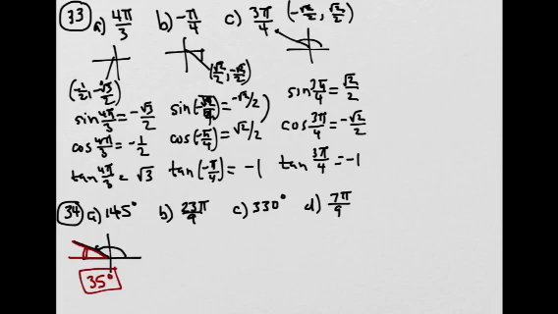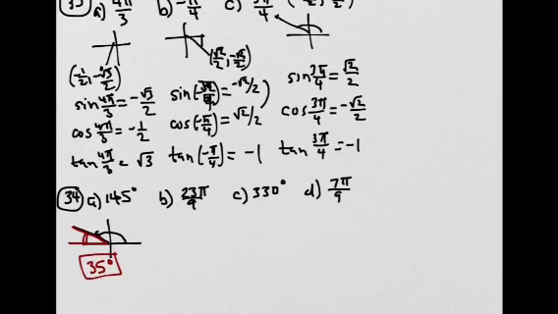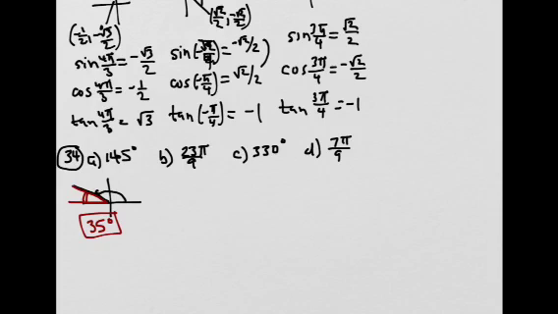Okay, for letter B, 23 pi over 9, first thing I do is I change it to a mixed number. So 9 goes into 23 2 times, and remainder 5. So then I can draw the angle. Okay, there's 2 pi. 5/9 pi is more than half, so it's going to be about right here. So there's the angle. So this part is 5 pi over 9.